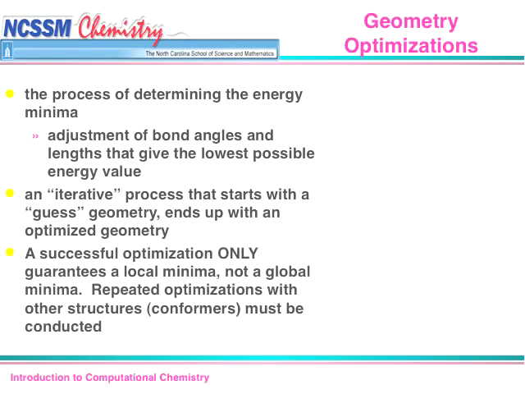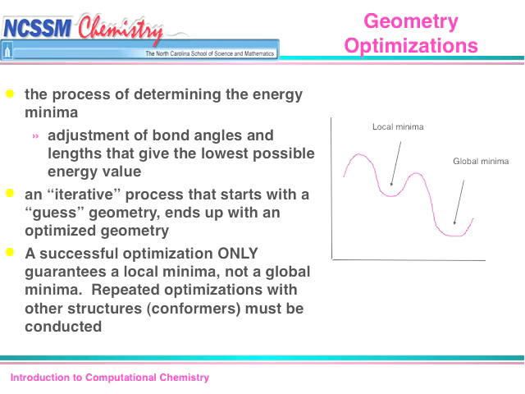And a successful optimization only guarantees a local minima, not a global minima. So you've seen this chart before where what I'm plotting here is the energy as I change the shape and structure of the molecule. And you notice there it is possible when I do a geometry optimization to find a local minima. What I really want to find is the global minima, and that's harder than it looks.